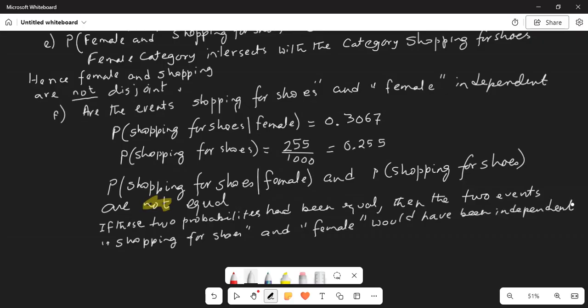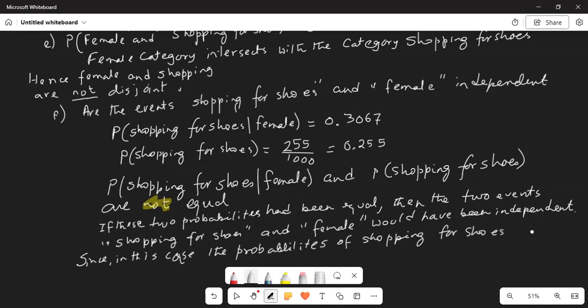Since in this case, that is not the case. In this case, that is not the situation. The probabilities are not equal. Probabilities of shopping for shoes given female. Probability, let me write it down.